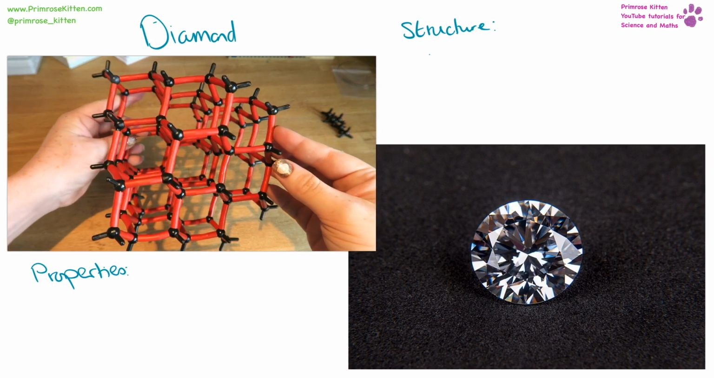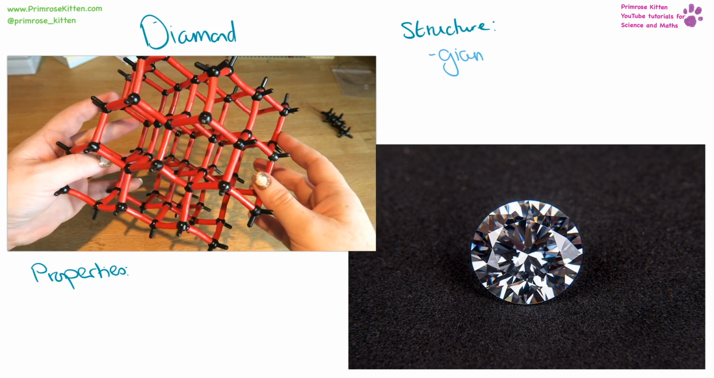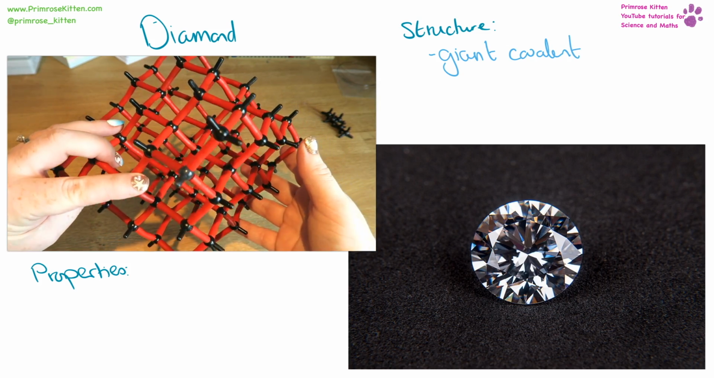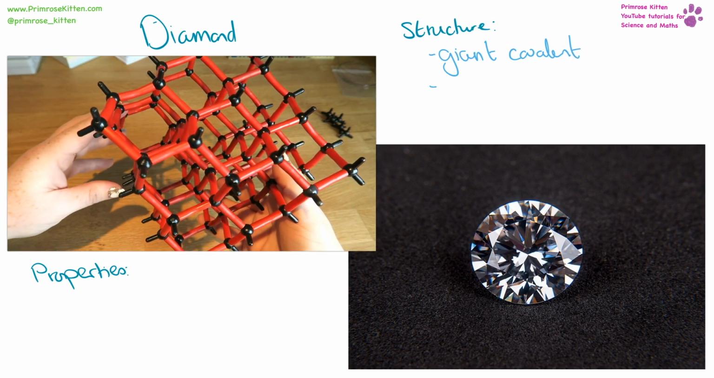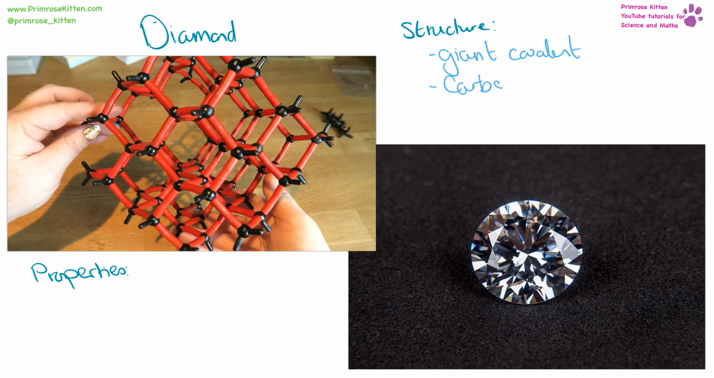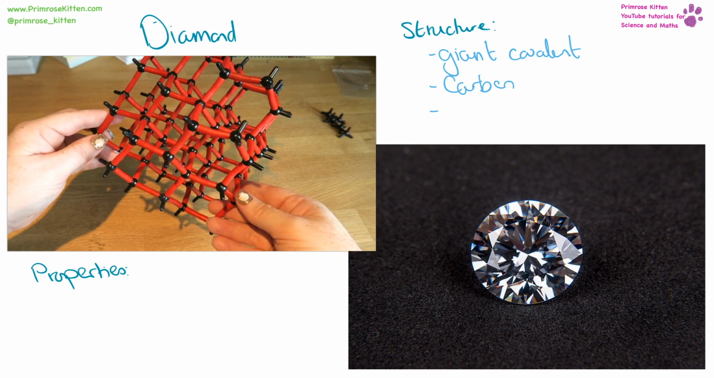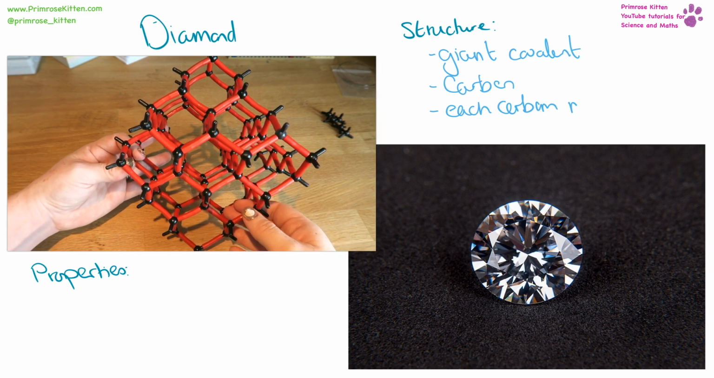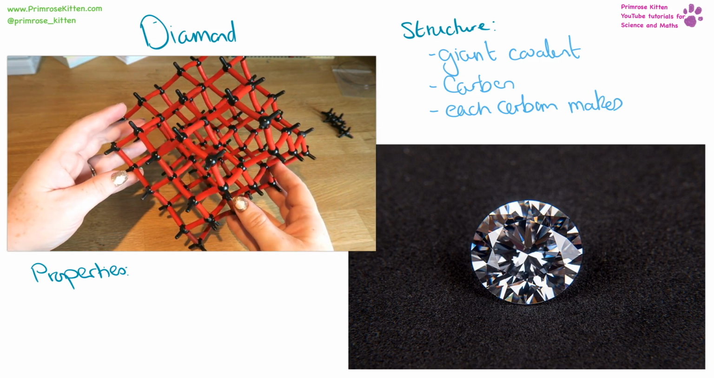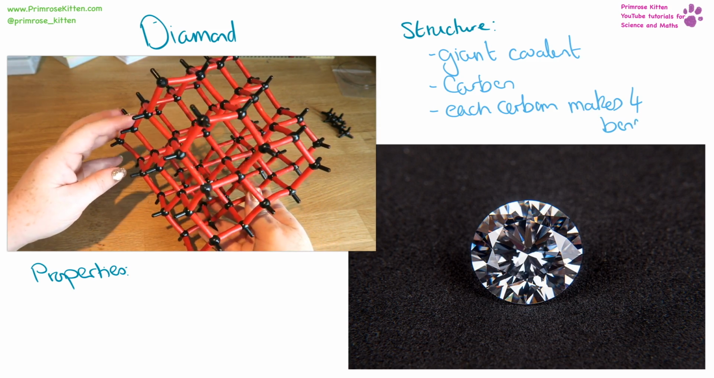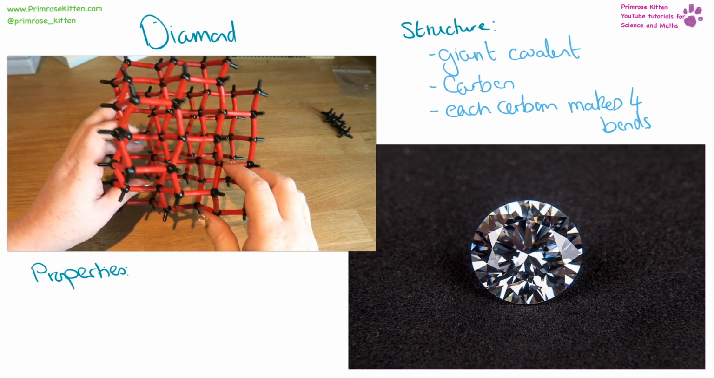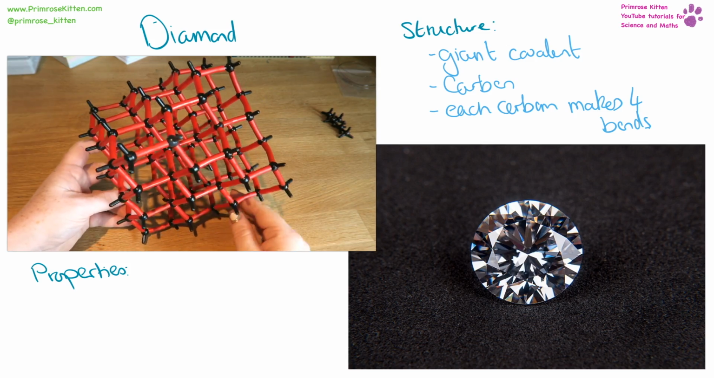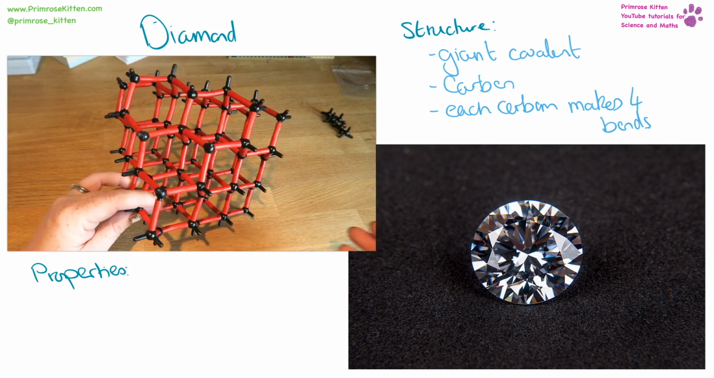Here we have diamond. It is a giant covalent compound, or a giant covalent lattice. It is made of pure carbon, nothing else in there, and each carbon makes 4 bonds. So in the video you can see that the carbon is the black bits, the covalent bonds are the red bits, and each carbon is bonded to 4 other carbons.